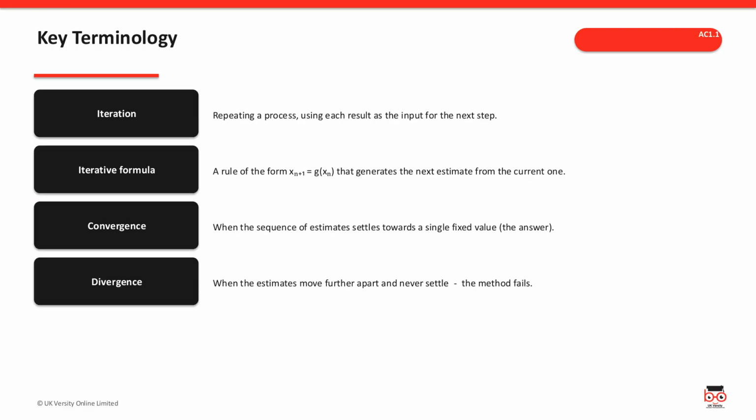Let's fix a few words you'll hear again and again. Iteration just means repeating a process, using each result as the input for the next step. An iterative formula is a rule of the form x sub n plus 1 equals g of x sub n, which generates the next estimate from the current one. Convergence is when the sequence settles towards a single fixed value, your answer, while divergence is the opposite, when the estimates drift apart and never settle, and the method fails.